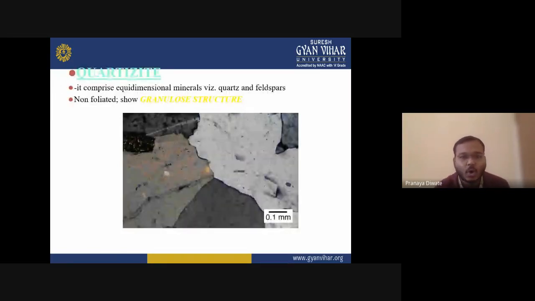It is a non-foliated rock. What we have seen till now are all foliated rocks, while quartzite is a non-foliated rock. The structure of this rock is a granulose structure.